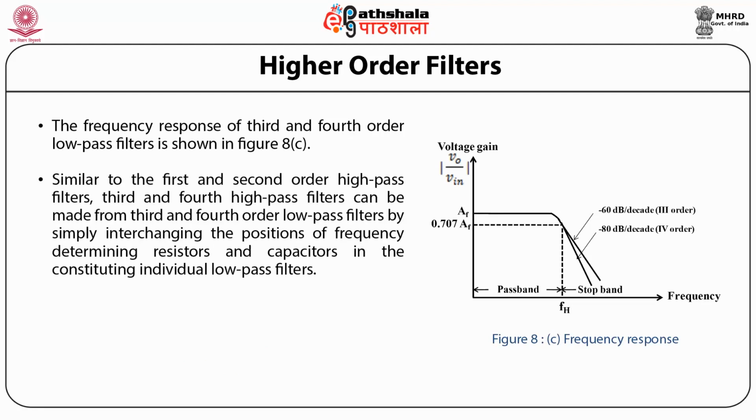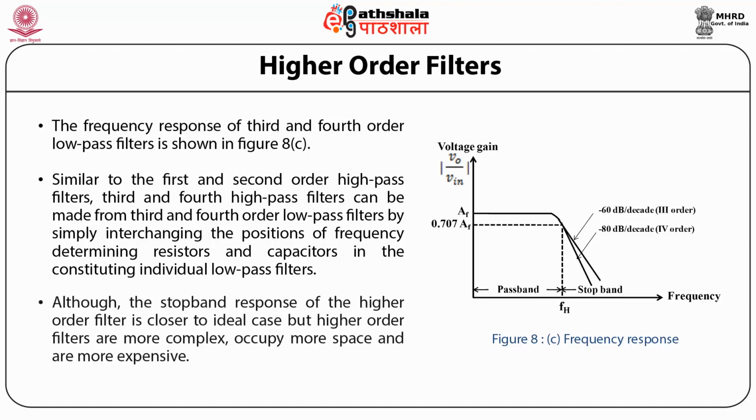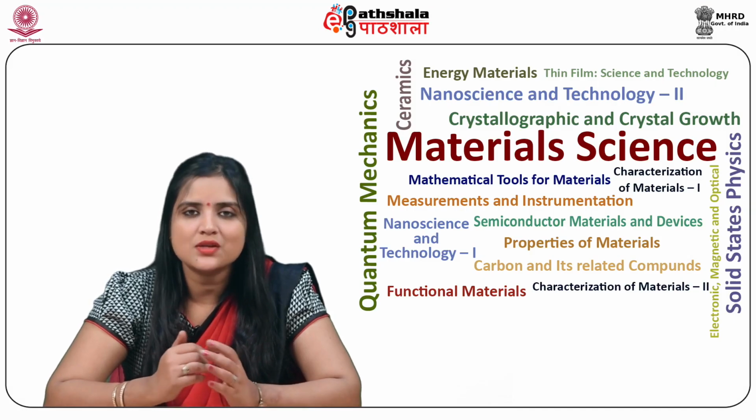Similar to the first and second order high pass filter, third and fourth order high pass filters can be made from third and fourth order low pass filters by simply interchanging the positions of frequency determining resistors and capacitors in the constituting individual low pass filters. Although the stop band response of the higher order filter is closer to ideal case, higher order filters are more complex, occupy more space, and are more expensive. Let us now come on to bandpass filters.